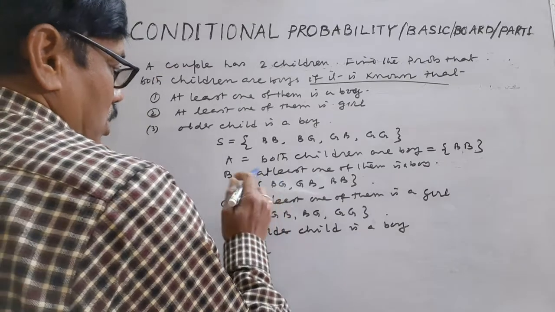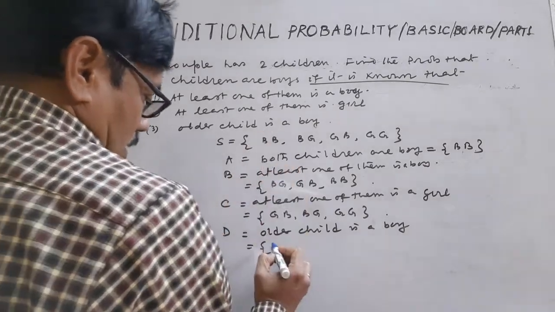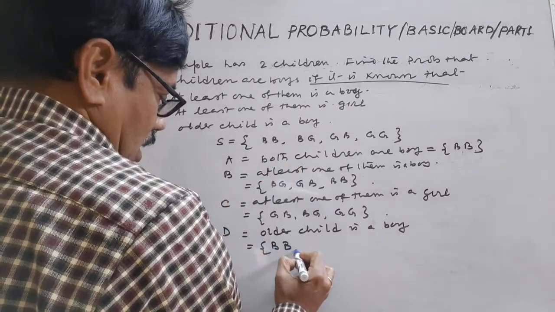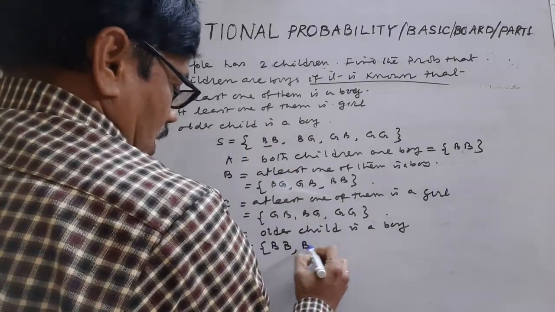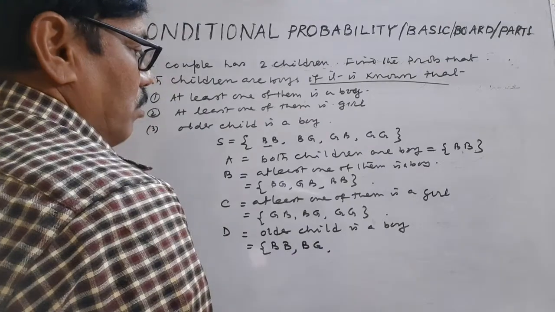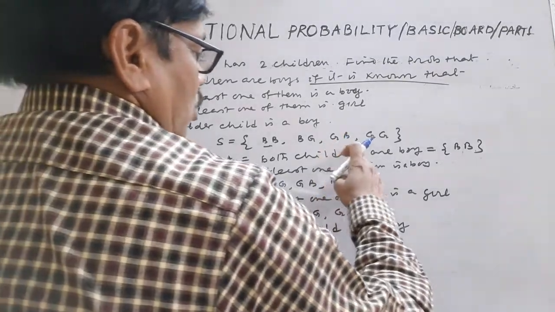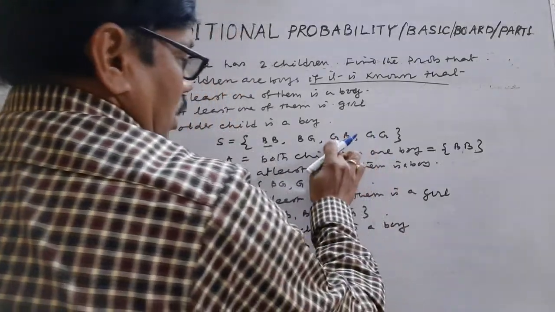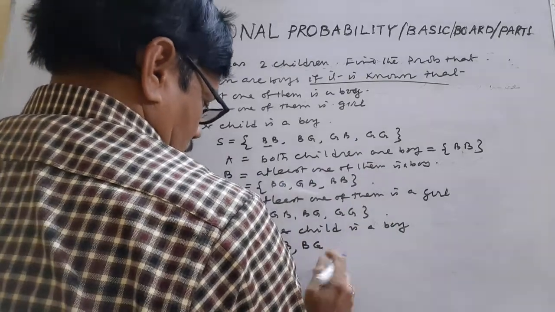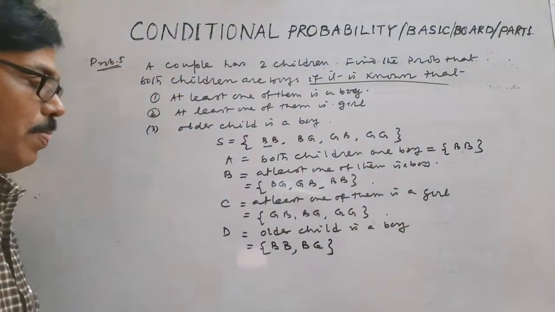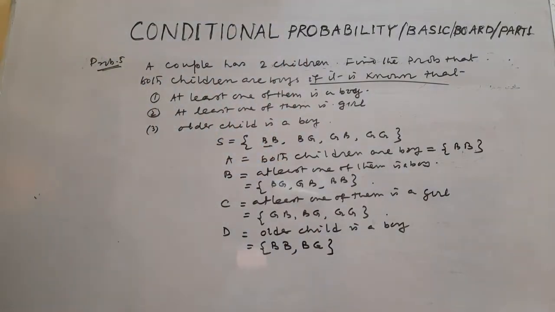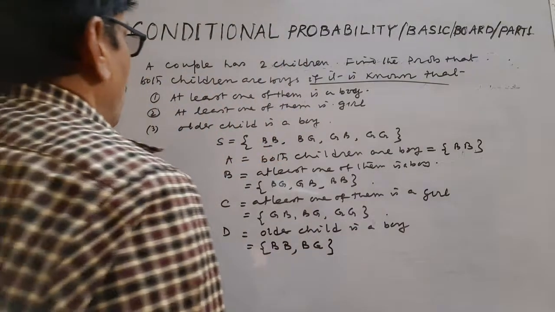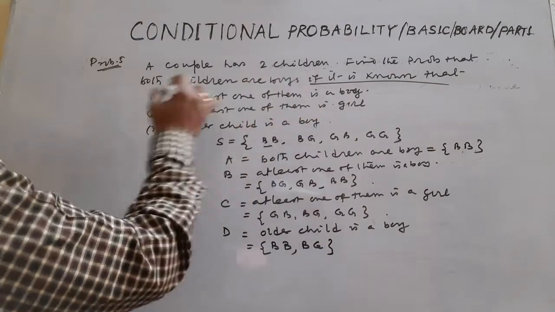So suppose the older is first. So this is BB, it is possible. BG is also possible. GB is not possible, so G first, here also G first. So these are the subsets. Now we have to find this probability.